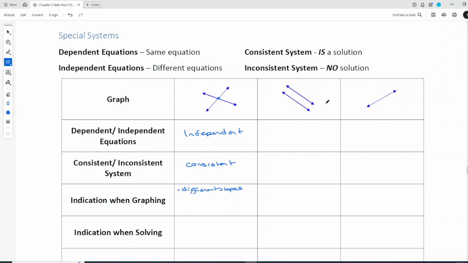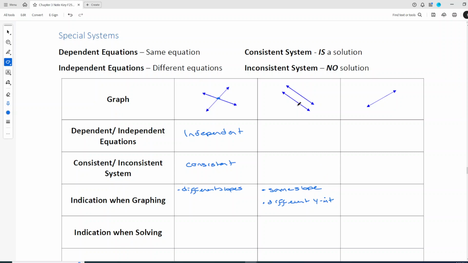Okay. What about these two? What do you notice about these two lines? They are parallel. Your indication when graphing would be that they have the same slope, but they would have different y-intercepts. I really don't think anyone ever uses my note keys because they can probably never read my writing. That was the same slope and different y-intercepts.